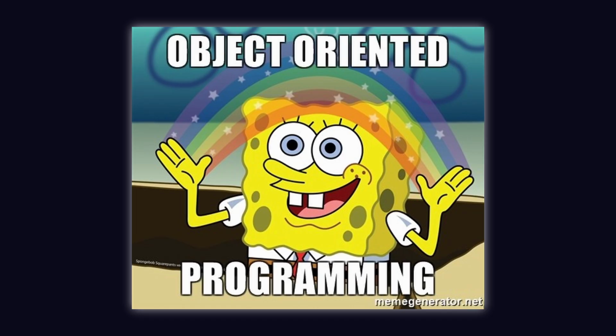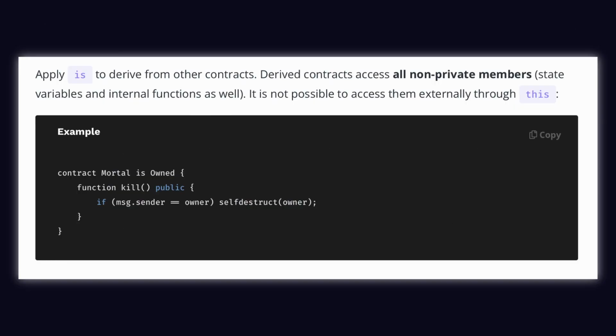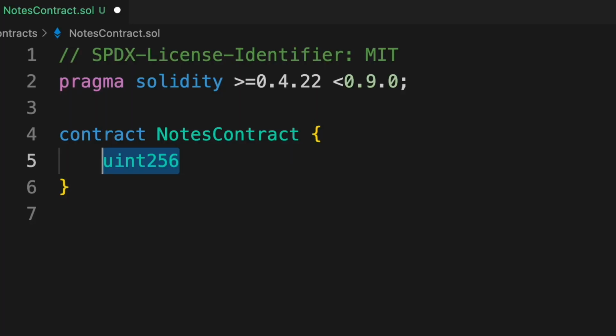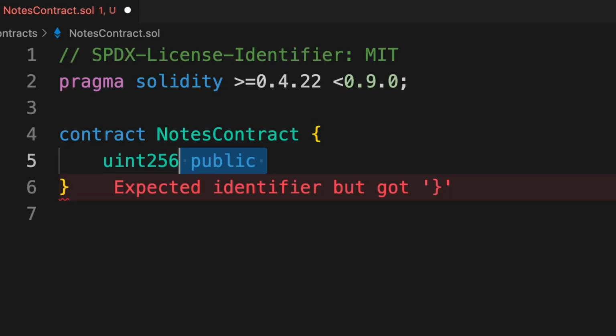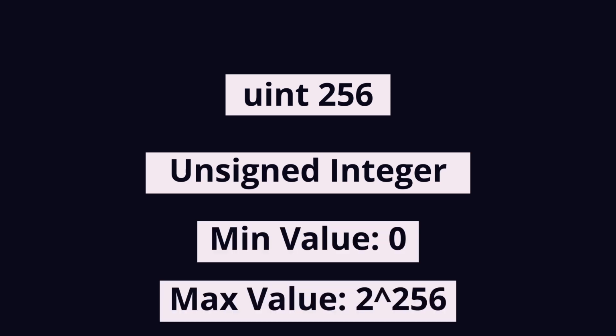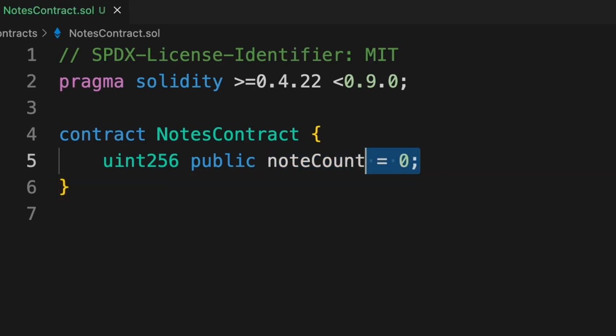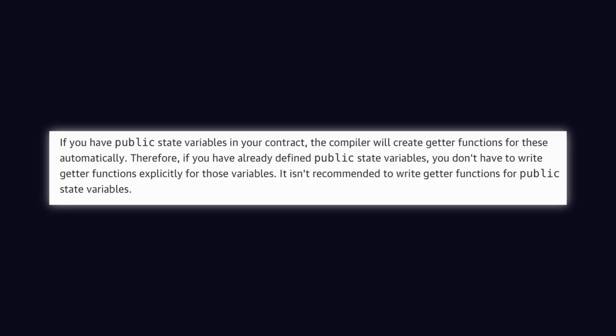They contain persistent data in state variables, and functions can modify these variables. You can even inherit from another contract to implement a specific set of functions. Inside this contract, we need to create a public state variable of data type uint256, which stands for unsigned integer, meaning it is a positive integer with a maximum value of 2 raised to 256. Let's name it nodeCount as it will keep track of the number of nodes. A getter is automatically created on public state variables.